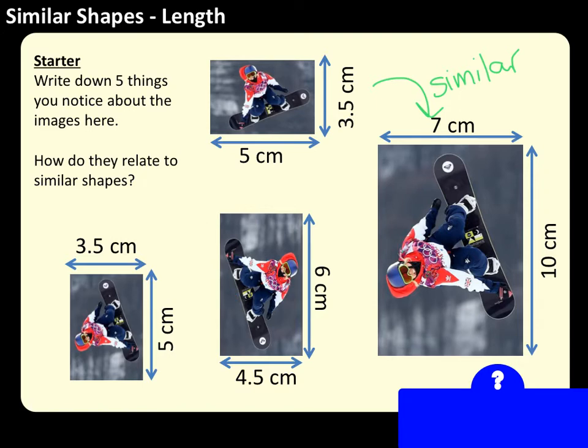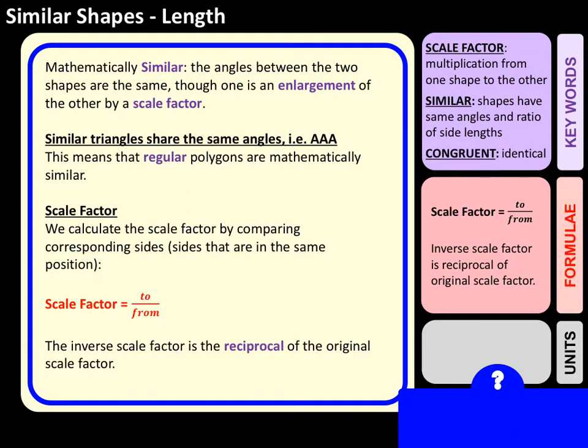So we now know a little bit about similar shapes. Other things you might have noticed, obviously we've got a snowboarder, that's Amy Fuller, it's her competing for the British team, and you might have just noticed something about the colours and the fact that all of these units are in centimetres as well. Okay, so a little bit of an introduction to similar shapes.